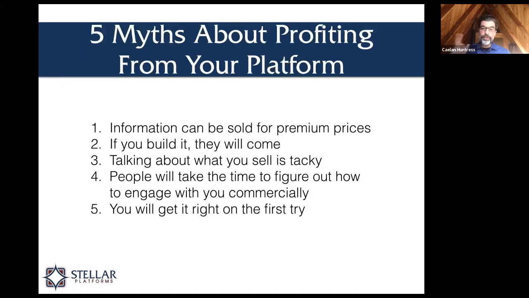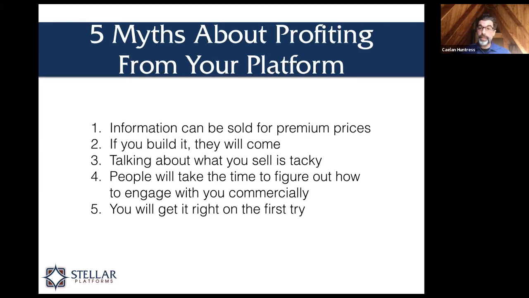And this is the first myth that I want to dispel about making money from your platform, that information can be sold for premium prices. Information wants to be free, right? As Peter Cook likes to say, information is free, the experience is expensive. I'll say that again because I think it's important. The information is free, it's the experience that's expensive.